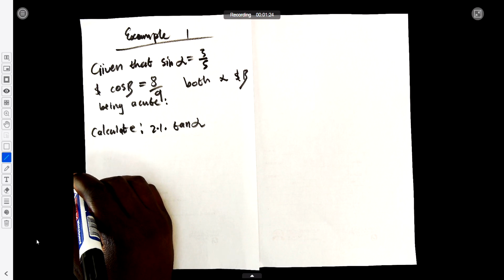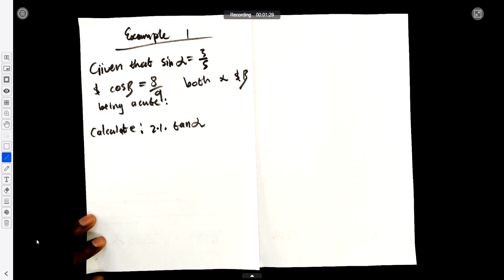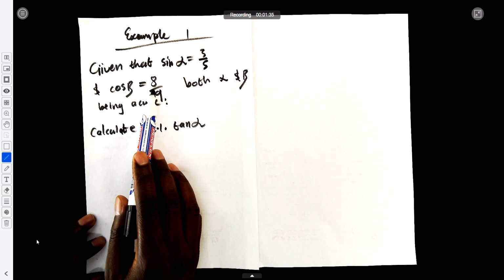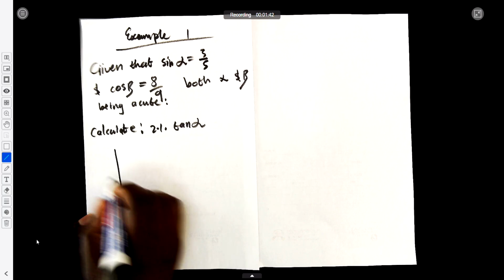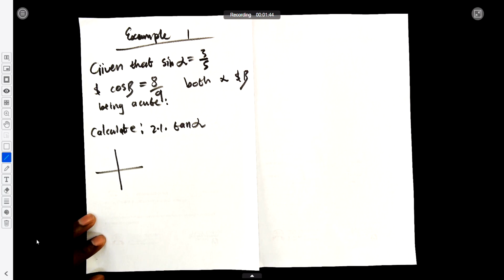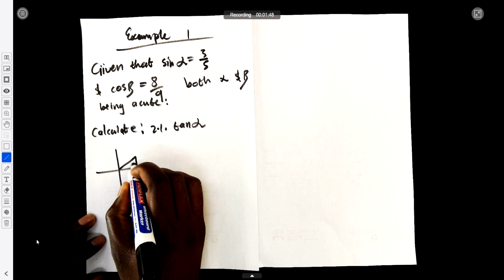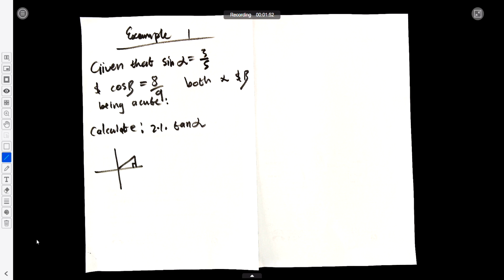So they're both acute angles. What we're going to do, we have to determine tan alpha. Obviously, we're just given the cos beta and sine alpha ratios. What is the ratio of tan alpha? The first thing we're going to do is project from a Cartesian plane or a right angle triangle. Let's project it in the first quadrant because they said they're both acute angles.